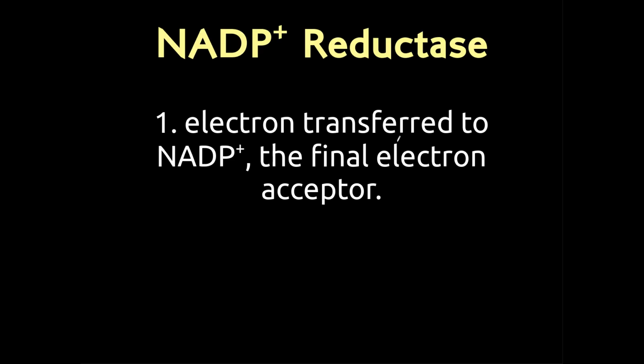And this is going to transfer our electron to NADP plus, which is the final electron acceptor for our photosystem electron transport chain. Now, I want you to notice how this entire electron transport chain in photosynthesis has acted in essentially an opposite manner than what has happened in our mitochondrial electron transport chain.